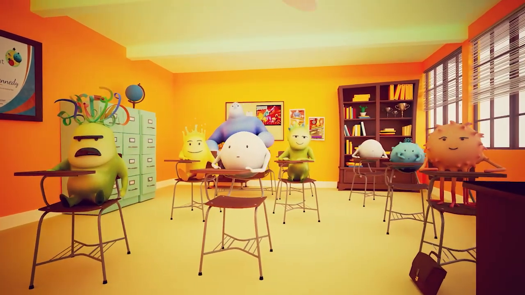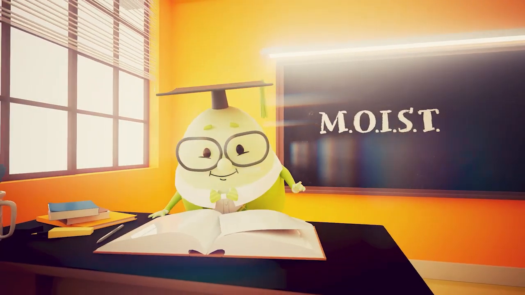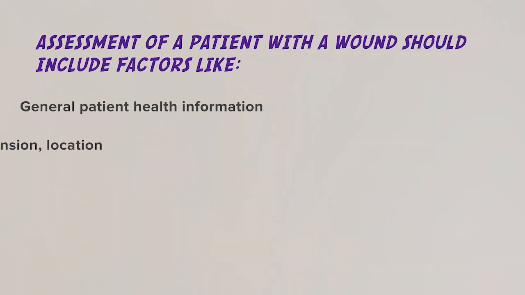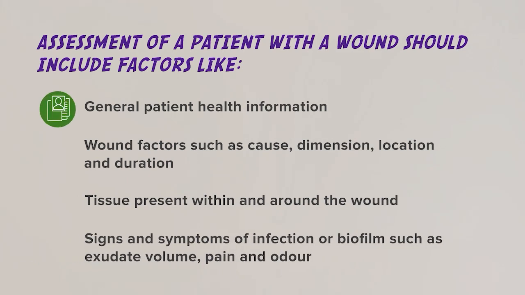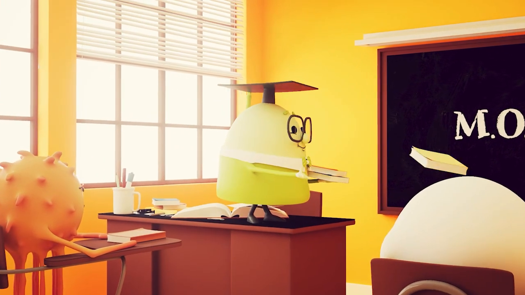Textbook time. With a quick preview of what we're about to learn about, which is assessment and management of patients with hard-to-heal wounds and why it's important. Assessment should consider the patient's general health alongside wound factors, including cause, dimension, location, and duration. Tissues present within and around the wound should be identified, and blood flow and oxygenation considered. Signs and symptoms of infection or biofilm, such as exudate volume, pain, and odor, should also be monitored to aid identification. Remember that from Module 2, Wound Exudate?